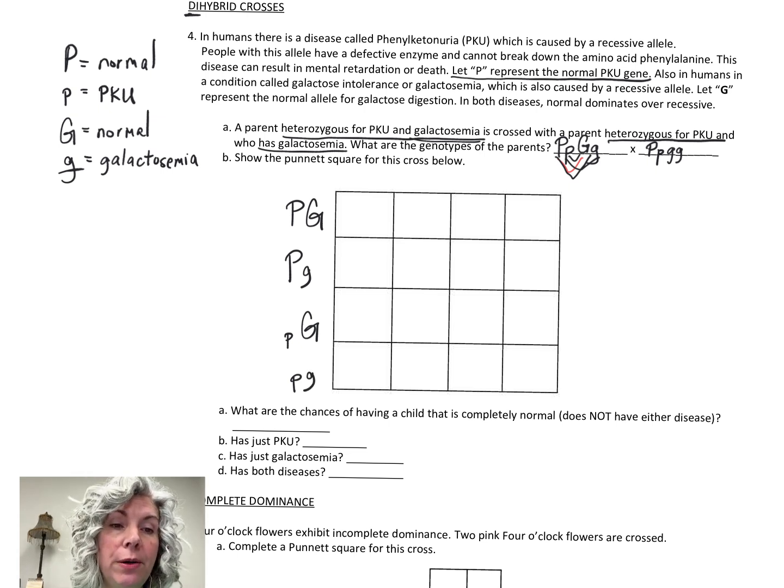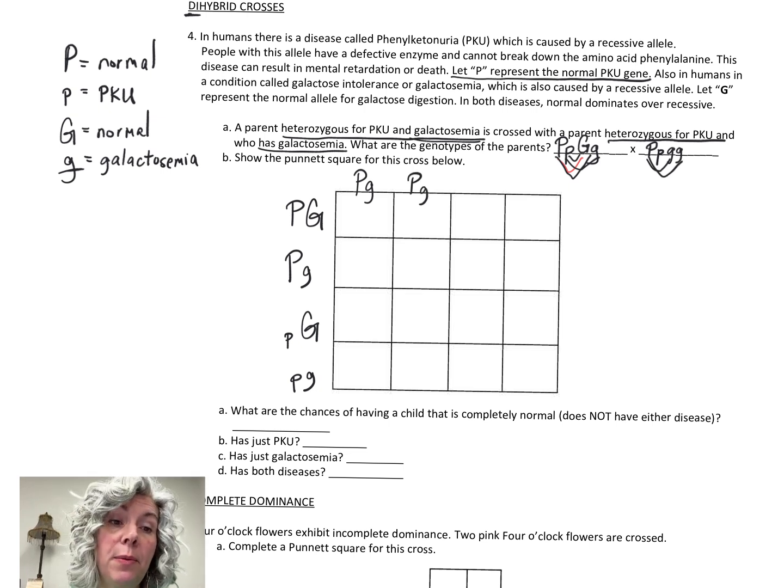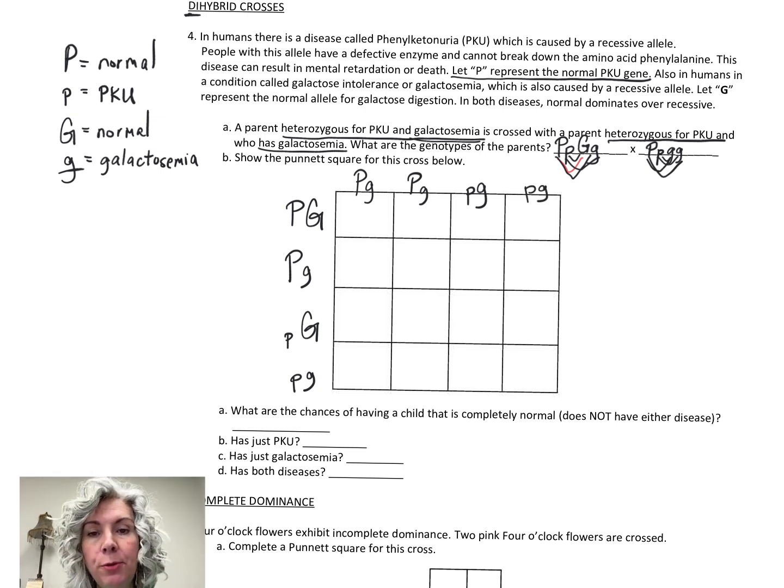Let's do our other parent across the top. Capital P, lowercase g. Capital P, lowercase g, the second one. Then I'm moving to the second P, lowercase g. And then I'm doing the last one, lowercase p, lowercase g. All right, I got my parents in. Now we're ready to fill in our dihybrid cross.